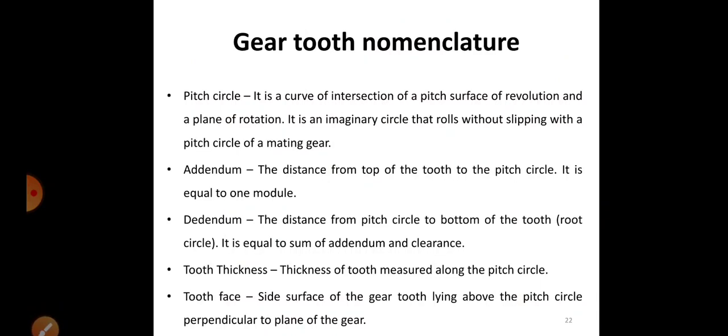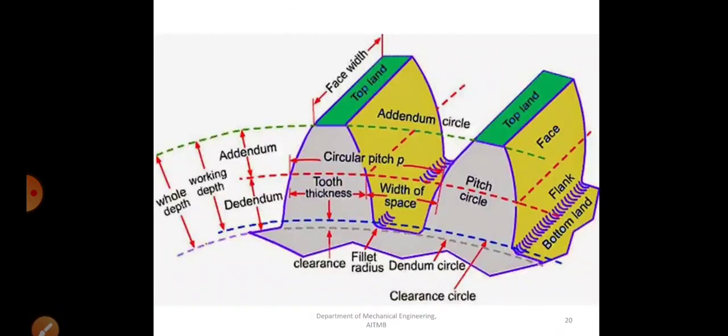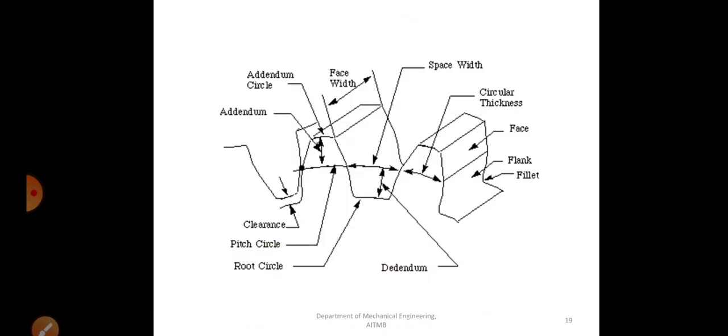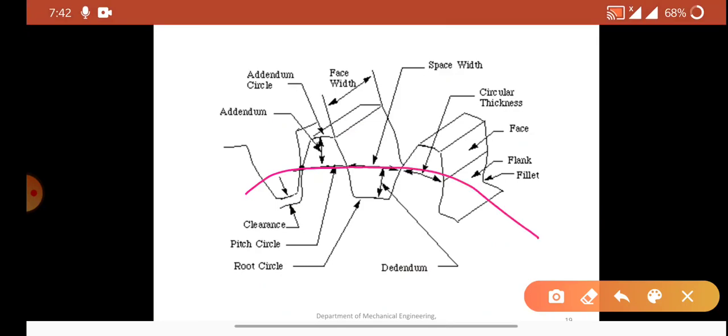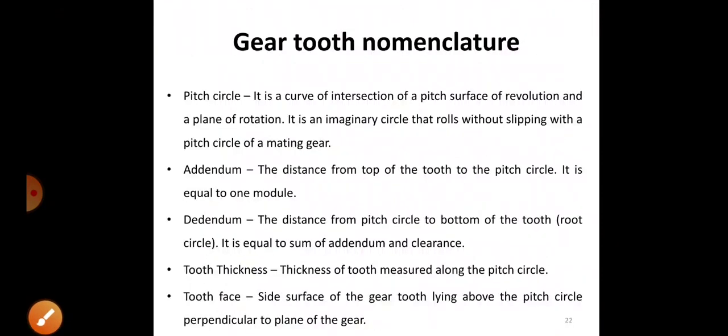Similarly, the dedendum is the distance from the pitch circle to the bottom of the tooth, which is also known as the root circle. It is equal to the sum of addendum plus clearance. That is why I said the pitch circle is not exactly at the center. So when I talk about the dedendum, it is equal to the addendum plus some clearance.